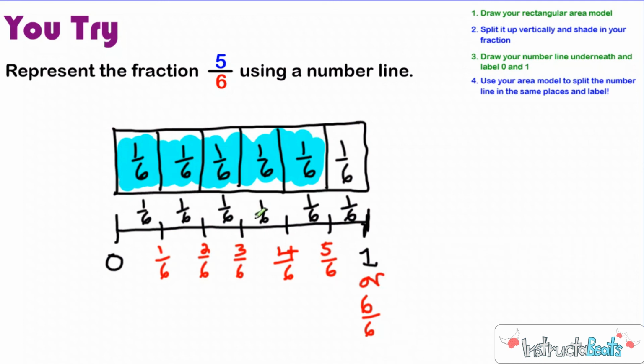But as you start, the biggest problem with number lines is people count the lines and not the spaces. Your unit fractions are the spaces. So we want to make sure we label that unit fraction to help you remember that, because we're always counting the spaces, not the lines. So I need to do 5 unit fractions. So I'm going to start at 0, 1, 2, 3, 4, and 5, which brings me to 5/6, which is the fraction I was trying to represent.